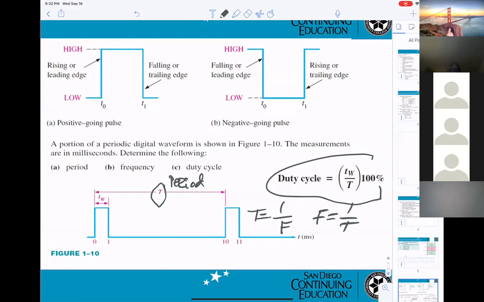Mr. Pham, what does the TW represent again? The width, the time of the width. T means the time. The width means the time at high. It's not one.